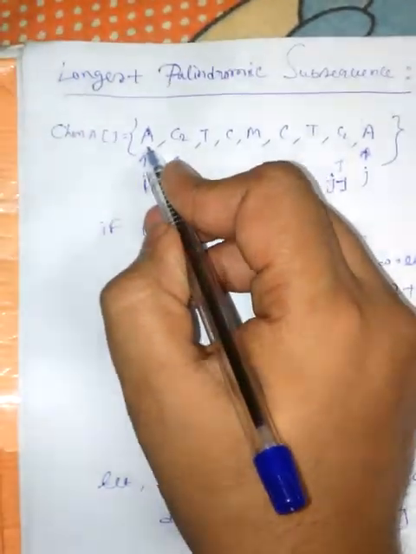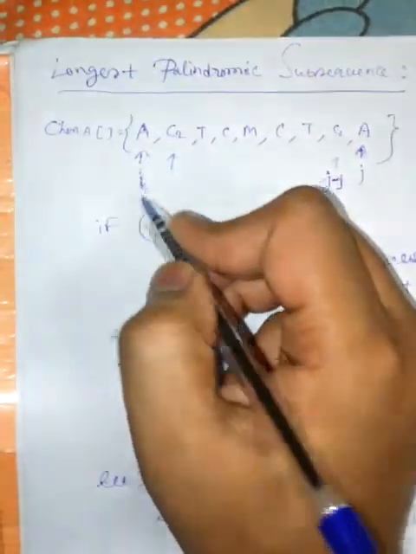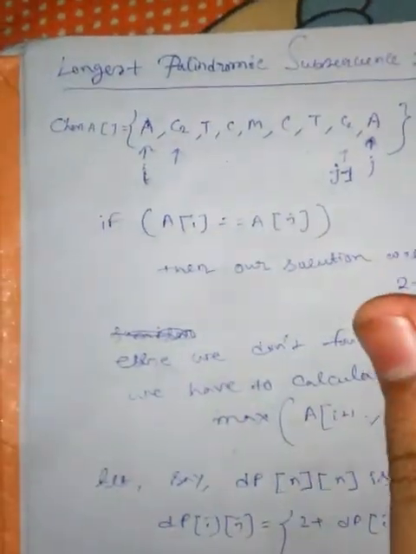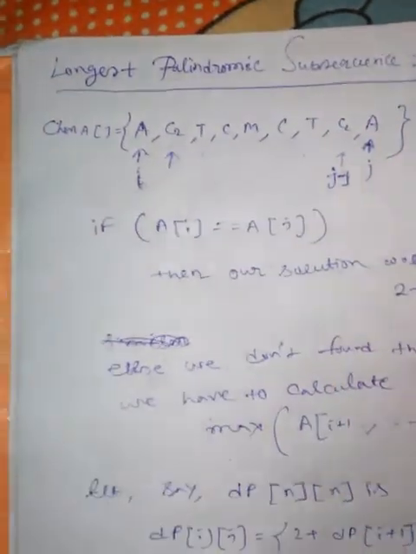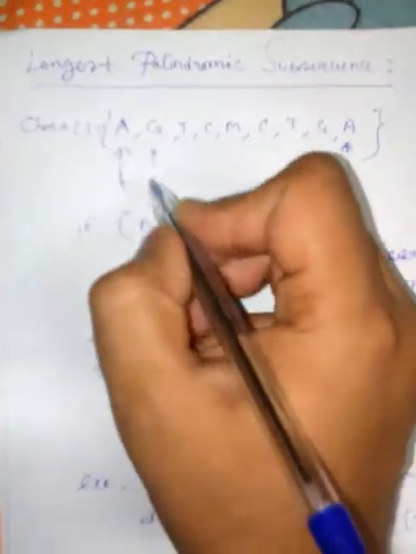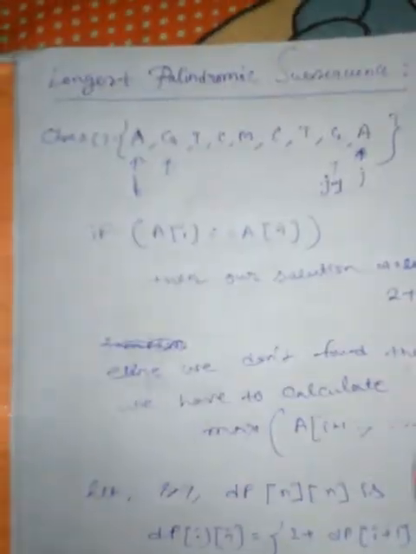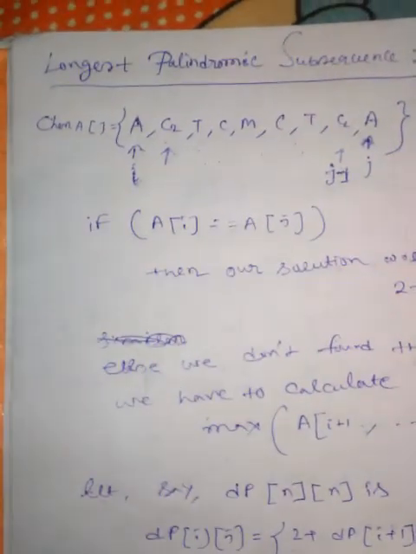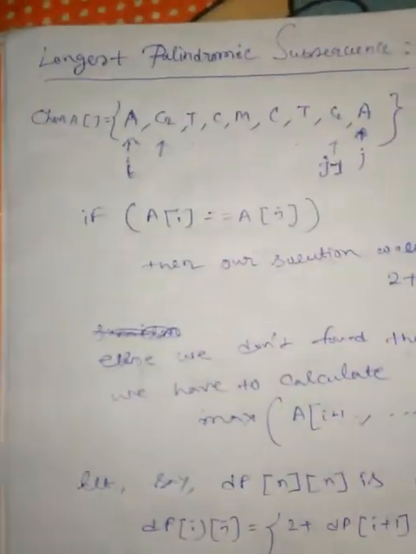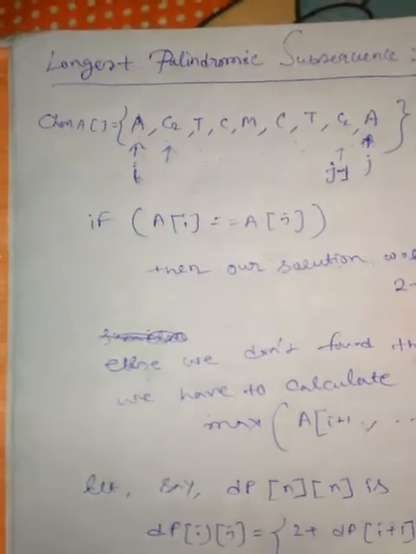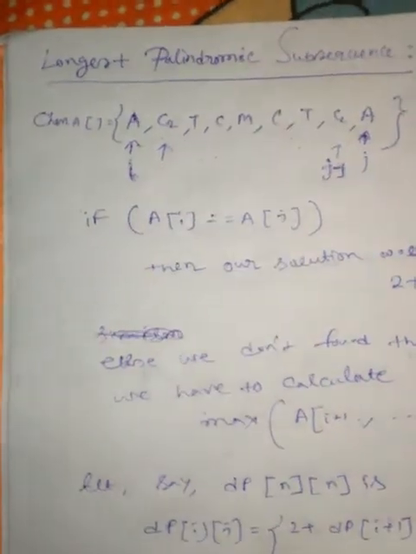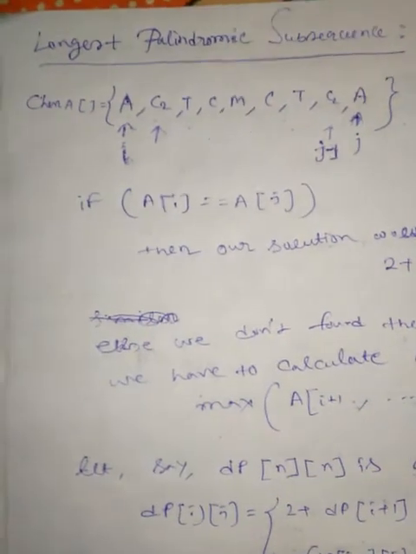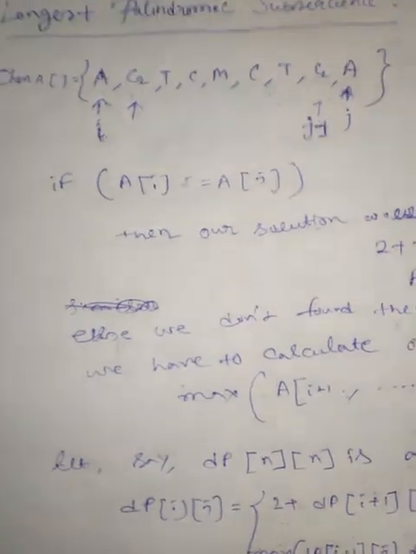Let's say we first start from the first position, and we take a pointer to the last position. We have to find a substring of size 2. Then we have to find a substring of size 3 and go further. And we have to find the maximum length of a substring which is a palindrome.